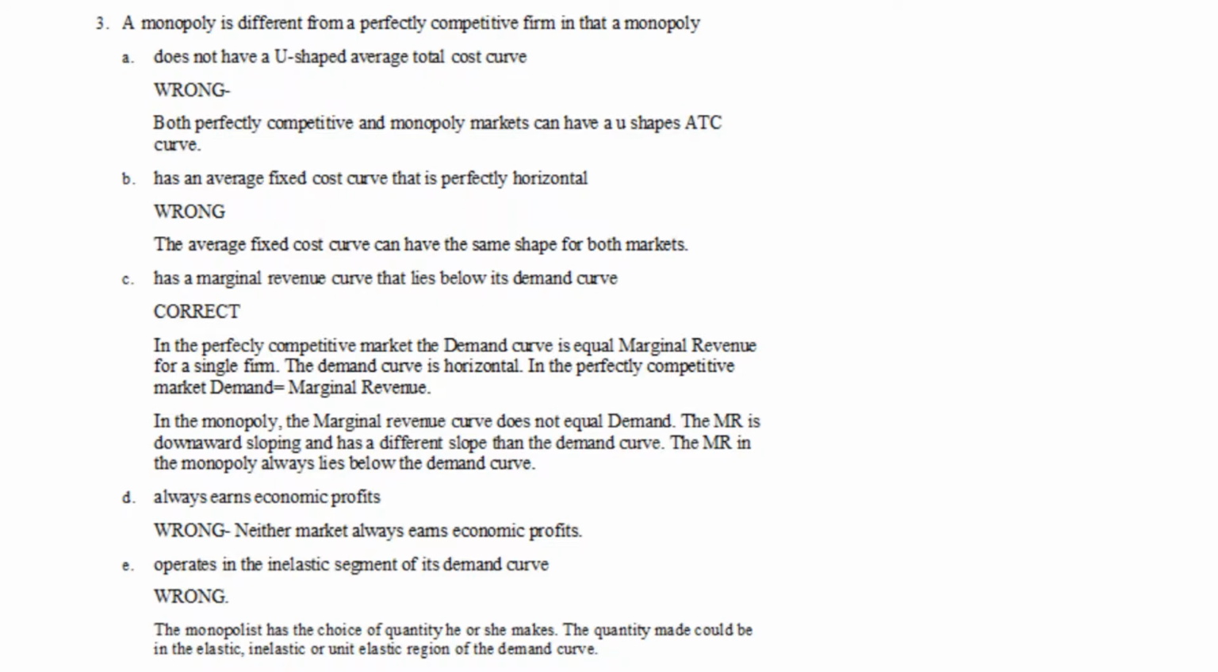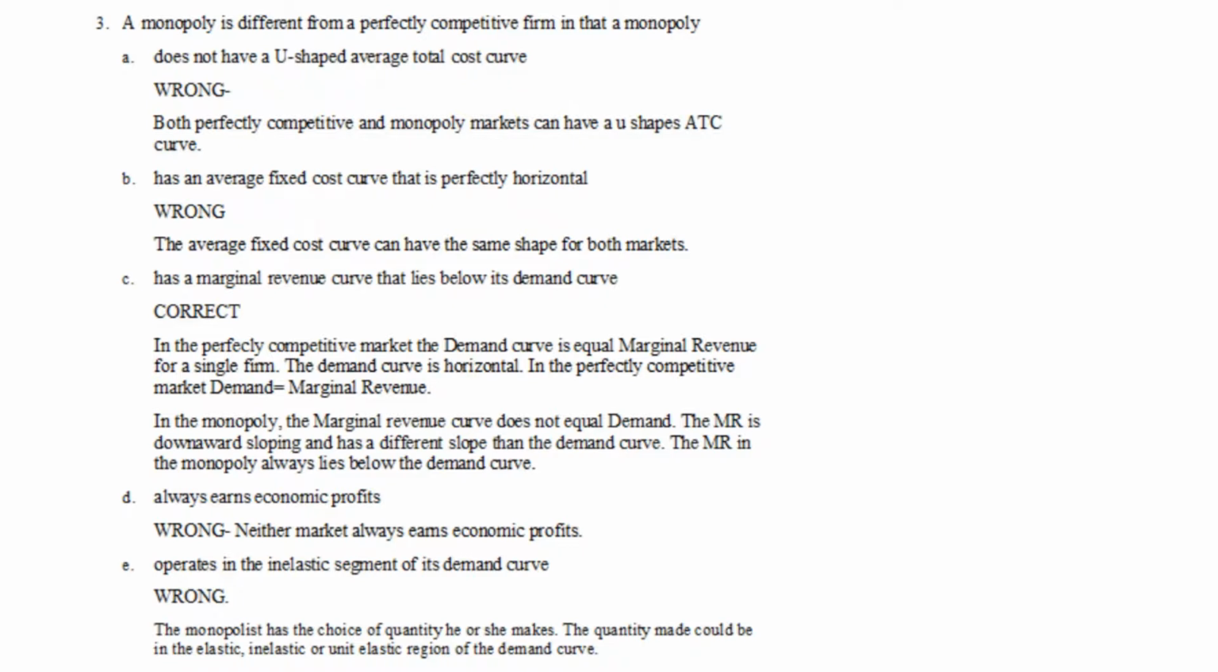C, has a marginal revenue curve that lies below the demand curve. Now this is correct. In a perfectly competitive market, the demand curve is equal to marginal revenue for a single firm. The demand curve is horizontal. In the perfectly competitive market, demand equals marginal revenue. In the monopoly, the marginal revenue curve does not equal demand. The marginal revenue is downward sloping and has a different slope than the demand curve. The marginal revenue in the monopoly always lies below the demand curve.